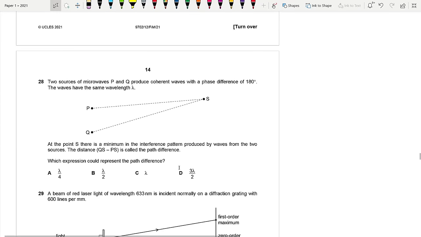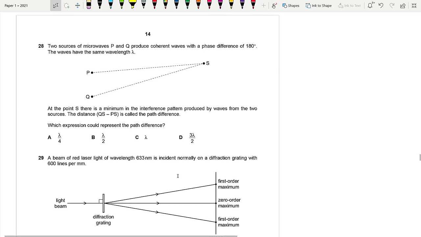27D. Two sources of microwaves, P and Q, produce coherent waves with a phase difference of 180. The waves have the same wavelength, lambda. At the point S, there is a minimum in the interference pattern produced by waves from the two sources. The distance QS minus PS is called the path difference. Which expression could represent the path difference? So basically, the two sources produce coherent waves with a phase difference of 180. So we already have a 180 phase difference from the beginning. They are out of phase by 180 degrees.